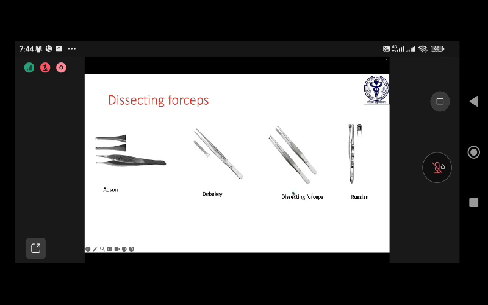Then you have dissecting forceps, which may again be either toothed or non-toothed, for holding any fascia or developing the plane. Again, these may be of different sizes, depending on the depth of the surgery.